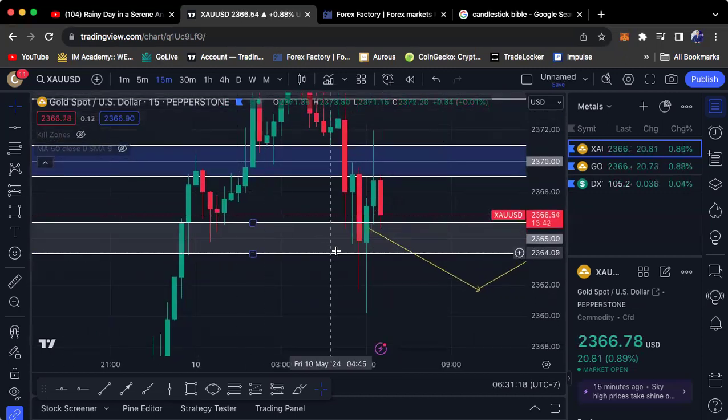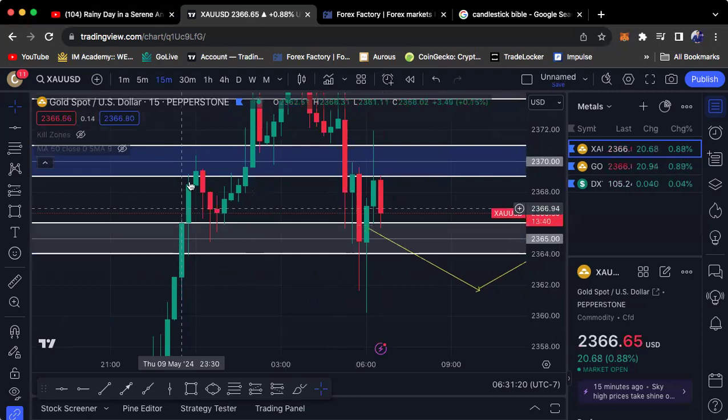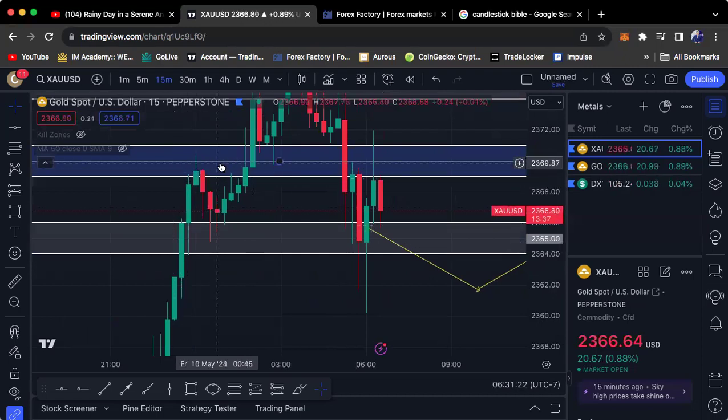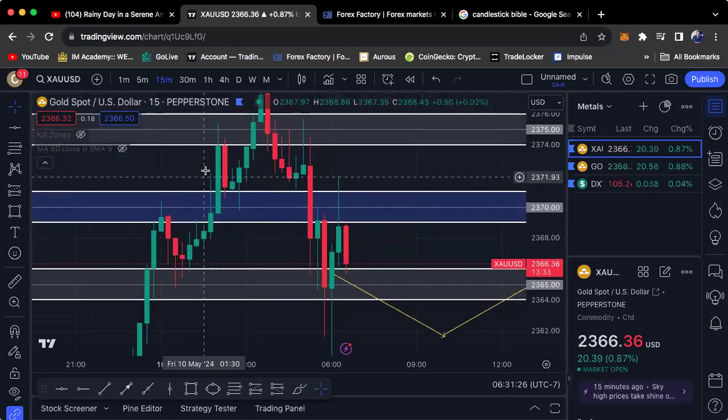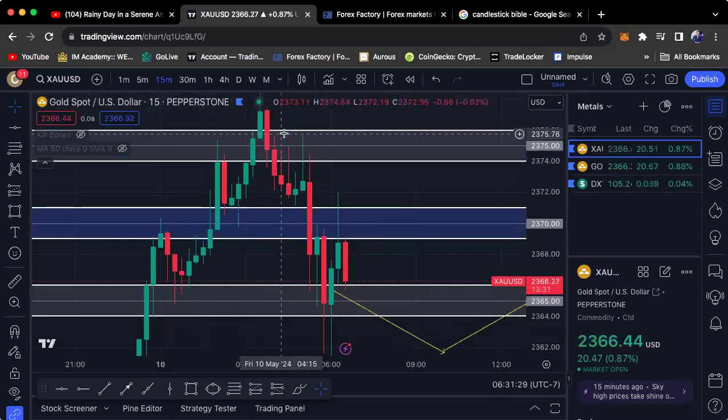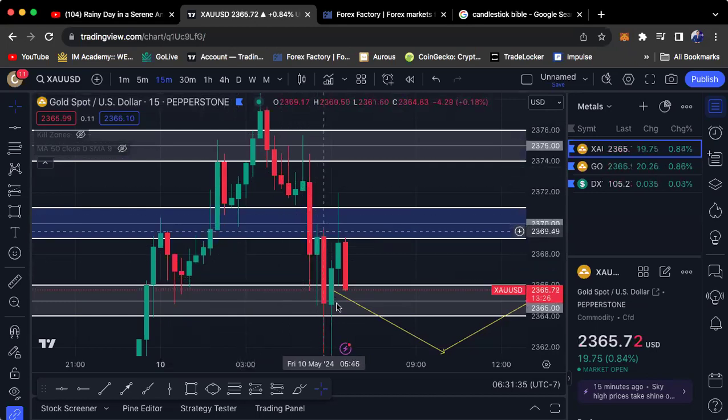Why is it my support? Because look, price broke above resistance, support, and broke above again. Created another resistance. And came back down, broke below, resisted, support.